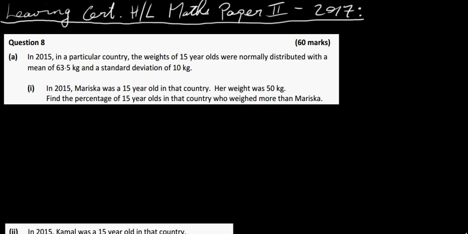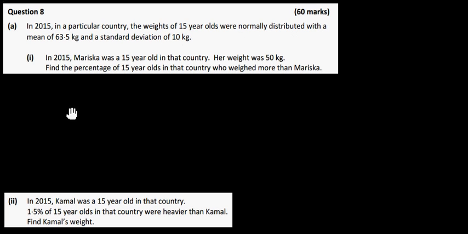Okay, so in this video I'm going to have a look at the Leaving Cert Higher Level Maths Paper 2 for 2017. This is question 8. So in a particular country in 2015, the weights of 15-year-olds were normally distributed with a mean of 63.5 kilograms and a standard deviation of 10. So our population mean mu is 63.5 kilograms and the standard deviation is 10 kilograms.